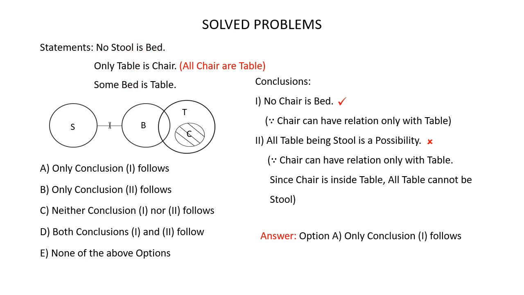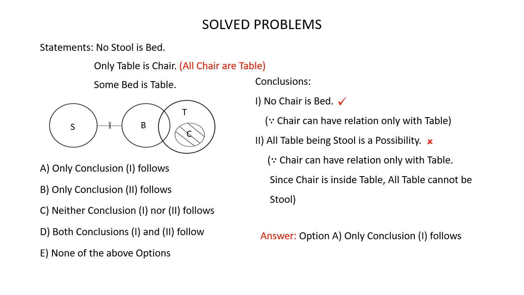No stool is bed. So in the Venn diagram, draw a circle for stool and a circle for bed. Draw a line with a cross mark from stool to bed to indicate that no stool is bed. Only table is chair. We'll consider this statement later. Some bed is table. This means there has to be a partial overlap between bed and table.